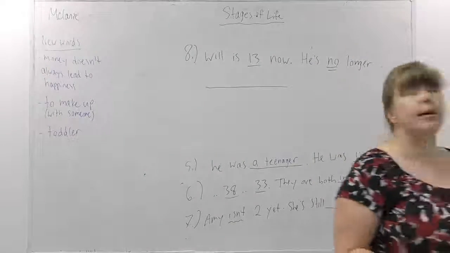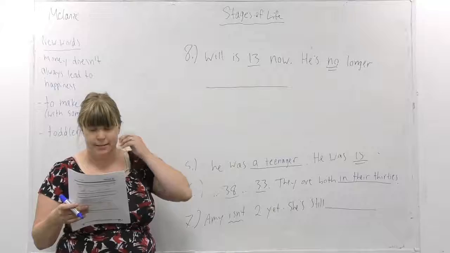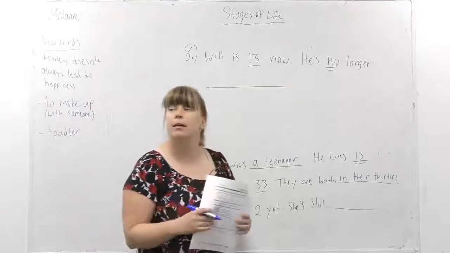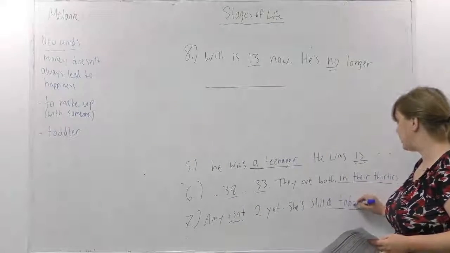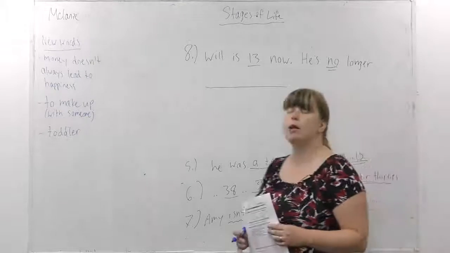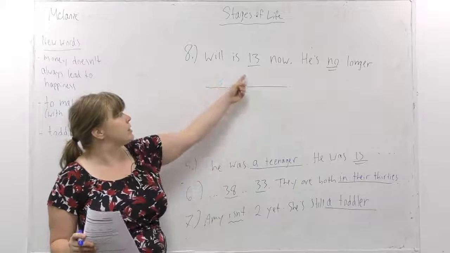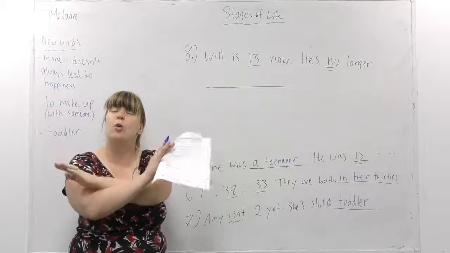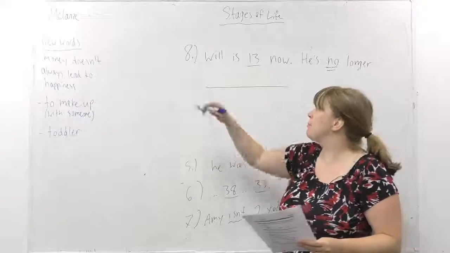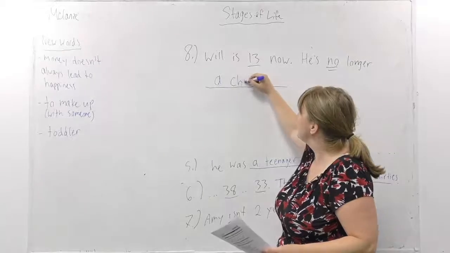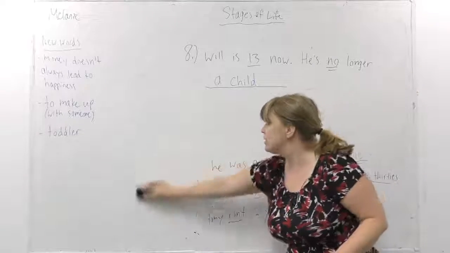Okay, and how about number 7? So Amy isn't 2 yet. She is still, okay, I got an answer. She is still a toddler. Good. So remember, a toddler is 1 to 2 years old, still very young. And Will is 13 now. He's a teenager. He is no longer what? And I see someone said a child. Good, that's right. He is no longer a child. He's a responsible teenager now. Woohoo! Okay, guys, good stuff.